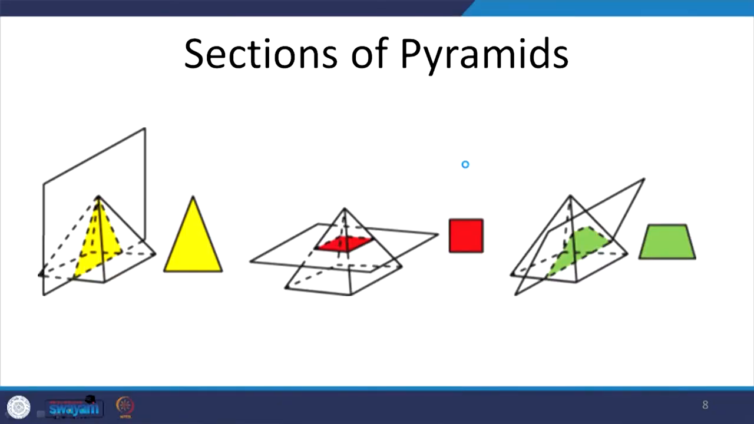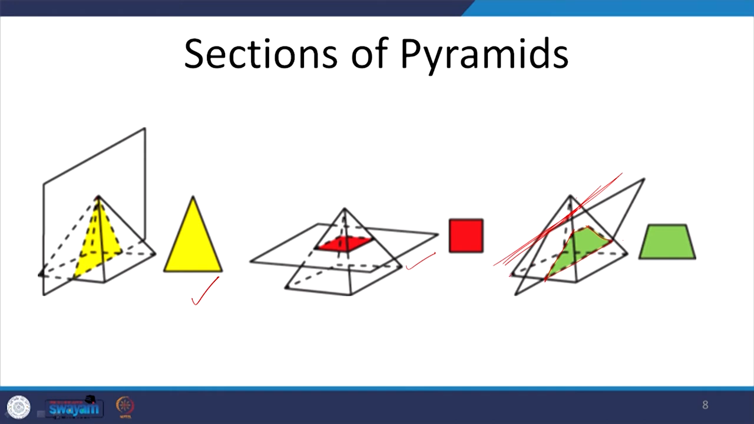In case it is inclined, so this is when it is parallel, this is when it is passing through the apex. In case it is inclined, again, how many surfaces are being cut will determine the shape of the final section. In case we are passing it through the top portion only, in this case, we are getting all the four surfaces cut again. So we will get a quadrilateral, four sides.